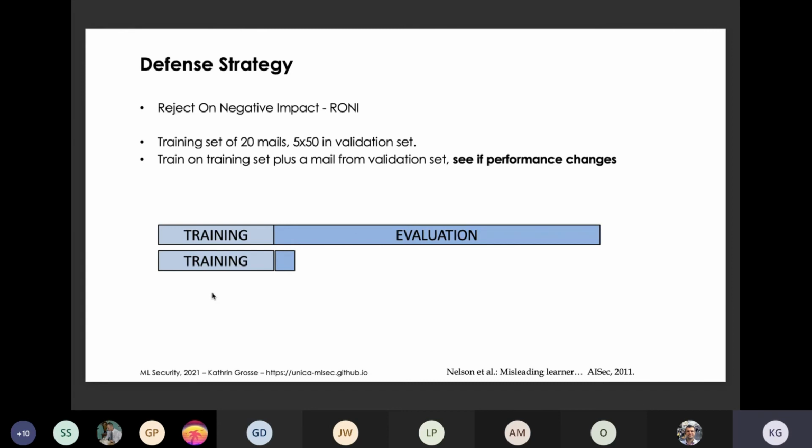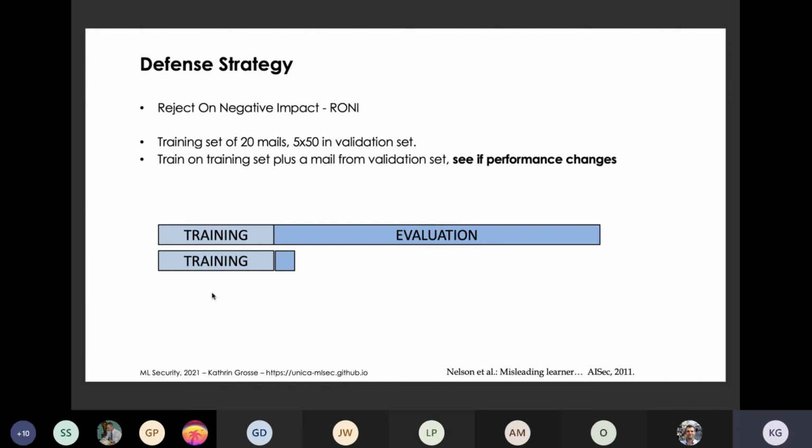And what they do is they have a training set of 20 emails, and then they have a very large validation set. And what they do is they take the training data set, and then they take each email, or one email, from the validation set, add it to the training data, and then observe the outcome. So is it getting better or worse?